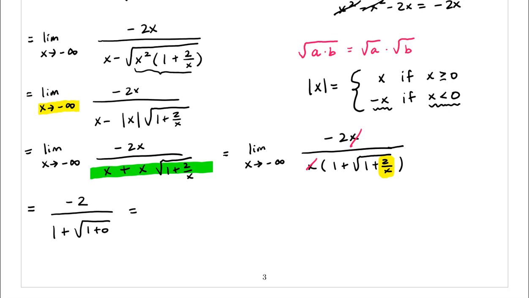And if I were to simplify this, we finally get our answer, or our limit is equal to negative 1.